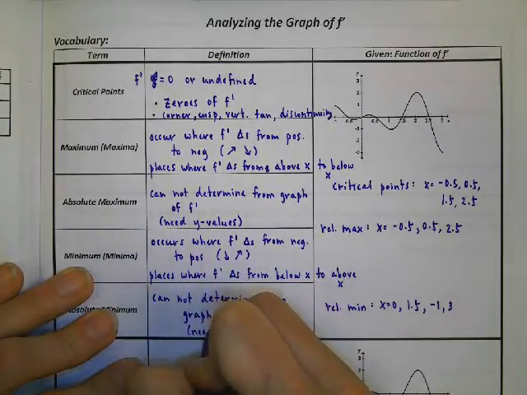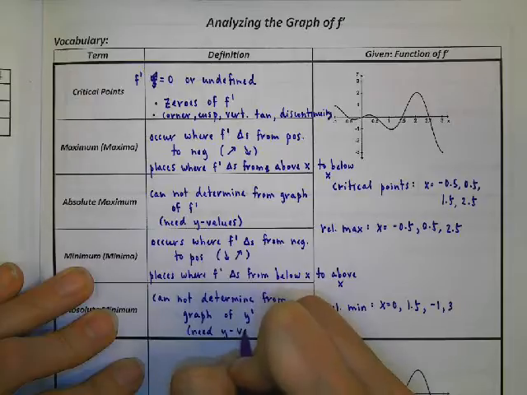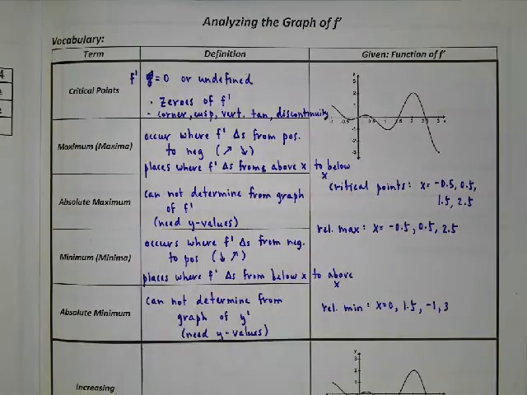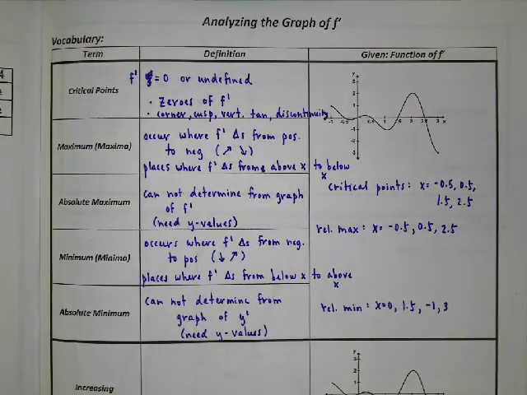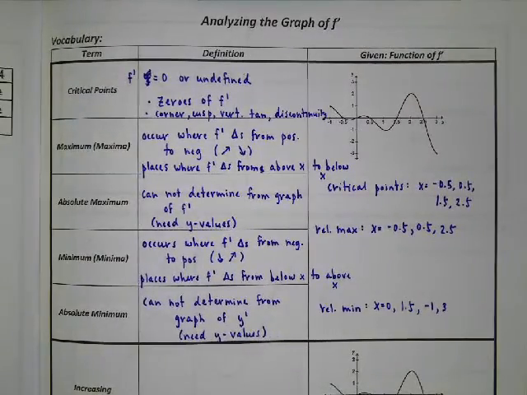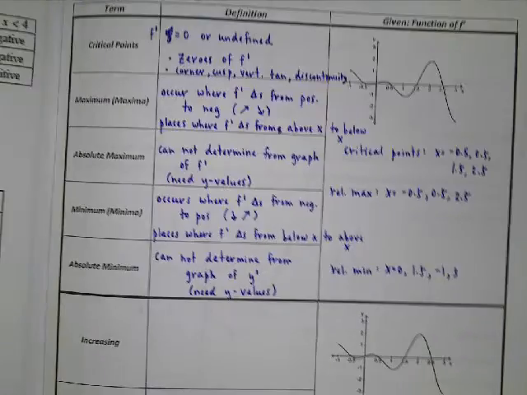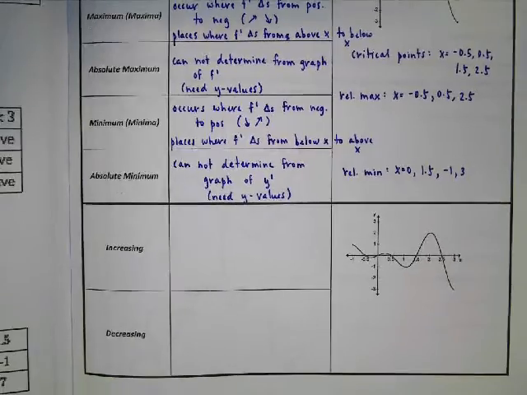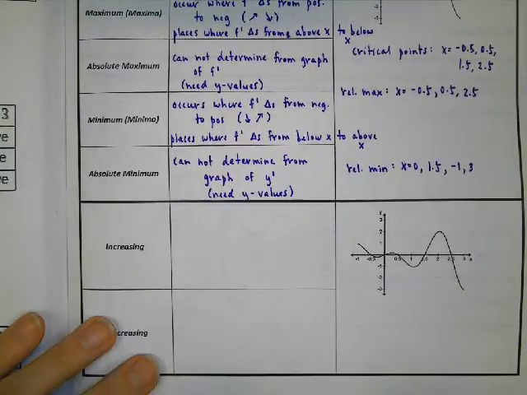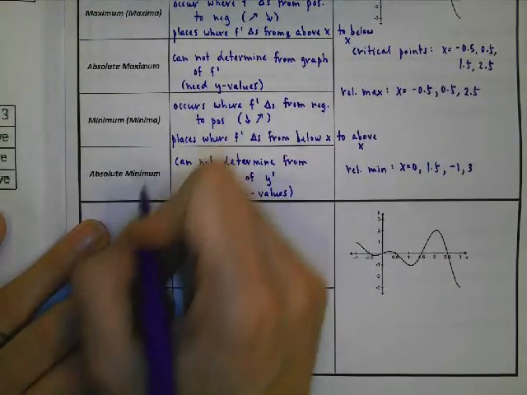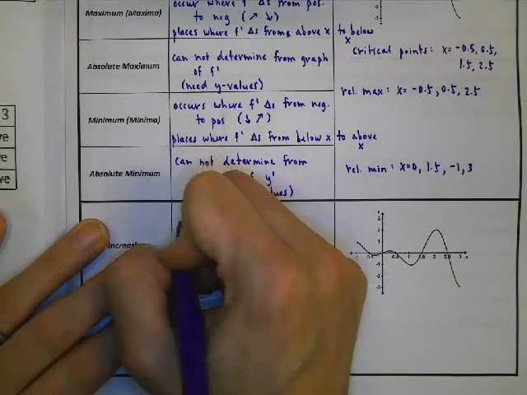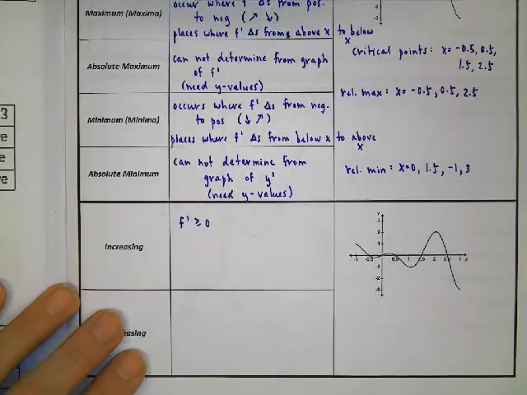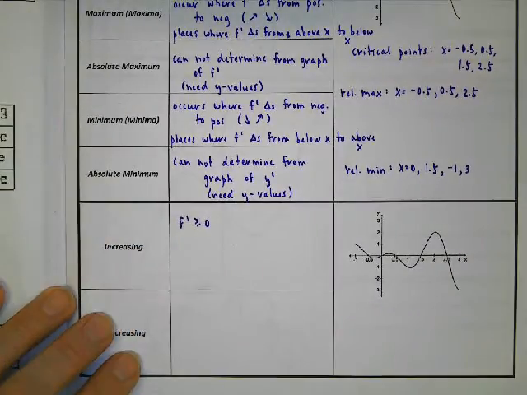Right, because we need the y values. So now the next thing we're going to look at is intervals of increasing and decreasing. Right, so for increasing, we said this is where y prime, or I'm going to use f prime to stay consistent, is greater than or equal to 0.